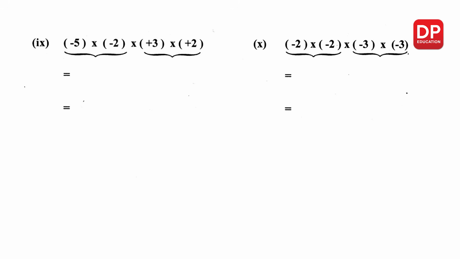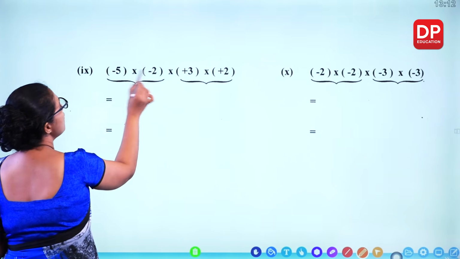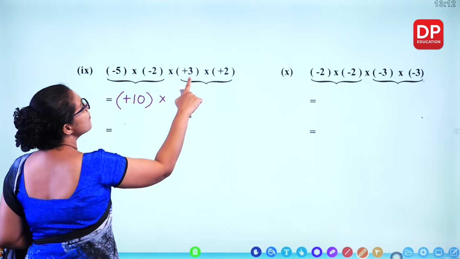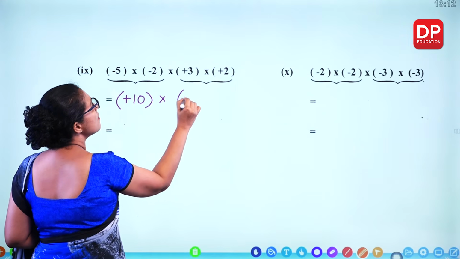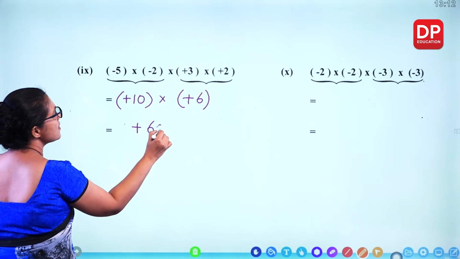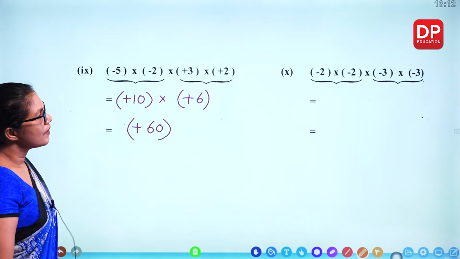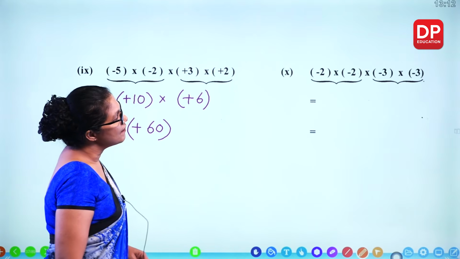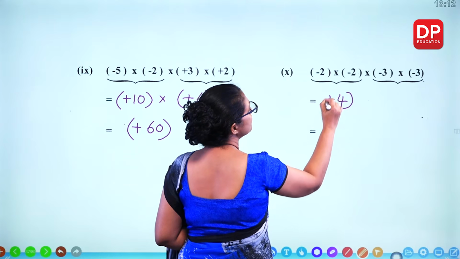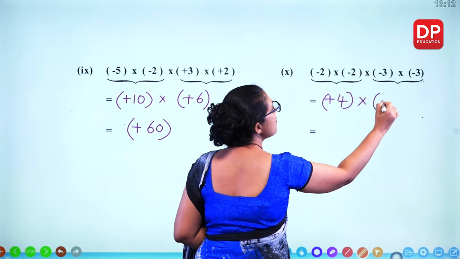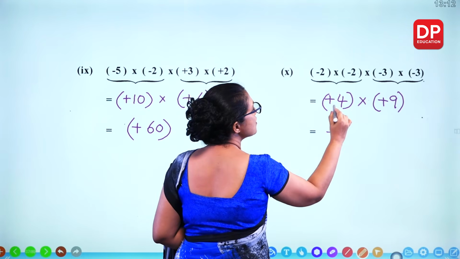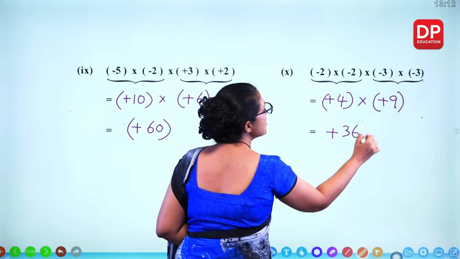This one again, take 2 at a time. Negative both, you get positive 10. Positive both, you get positive 6. Now multiply both positive, you get positive 60. Here both negative. Negative, negative, you get positive answer. Here negative, negative, positive answer. Now positive, positive multiplication, you get positive answer. 9 times 4 is 36.